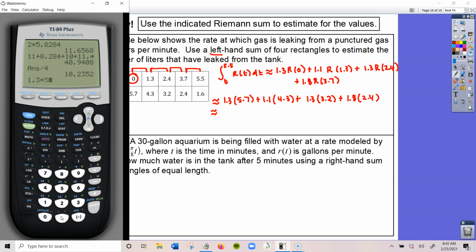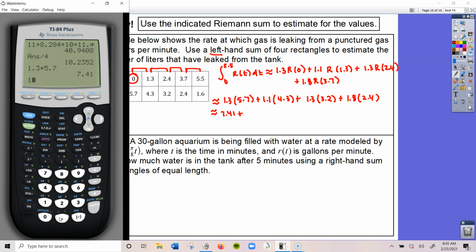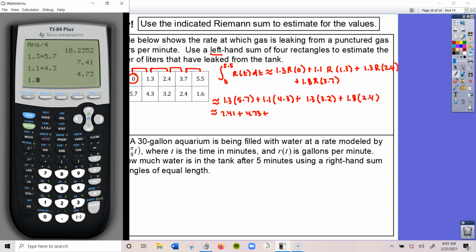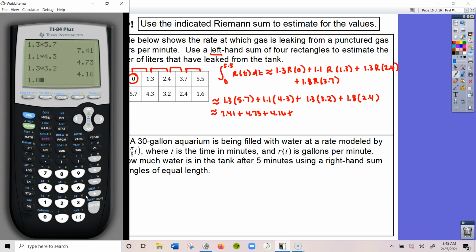1.3 times 5.7 is 7.41, plus 1.1 times 4.3 is 4.73, plus 1.3 times 3.2 is 4.16, plus 1.8 times 2.4 is 4.32.